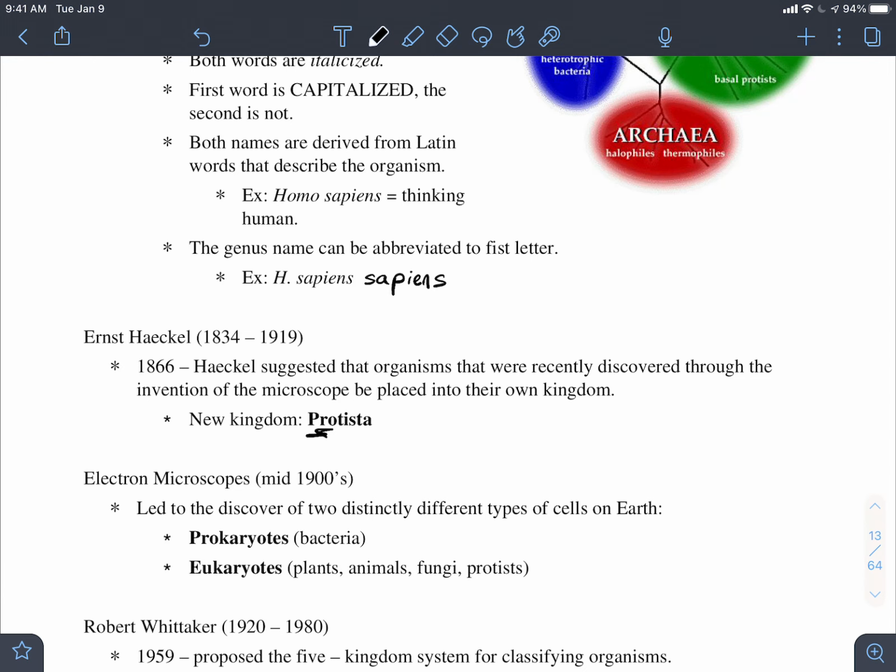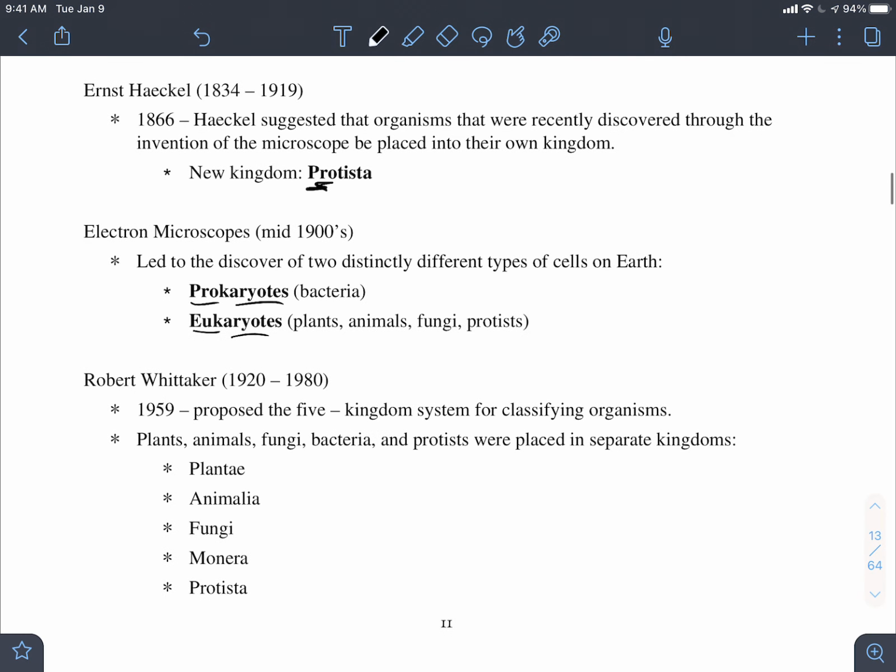Later on in the 1900s, with the development of the electron microscope, we started to notice that there were differences in these single-celled organisms, and they started to call some of them prokaryotes because they were very distinct, and eukaryotes, which were the ones that looked most like us. So bacteria cells and then the plant, animal, fungi, and protist cells were all sort of distinctly separate. And this is where we start to see the definition of the domains. Domains are based on cell type.